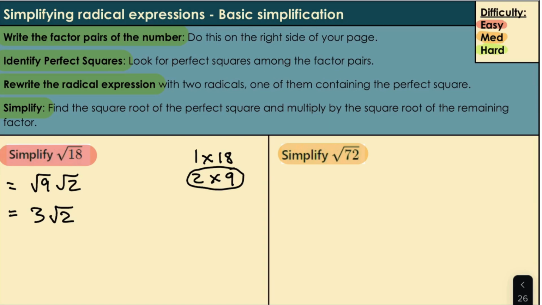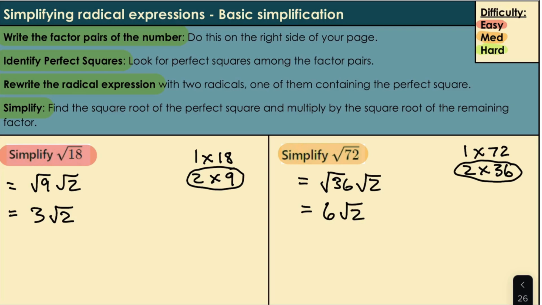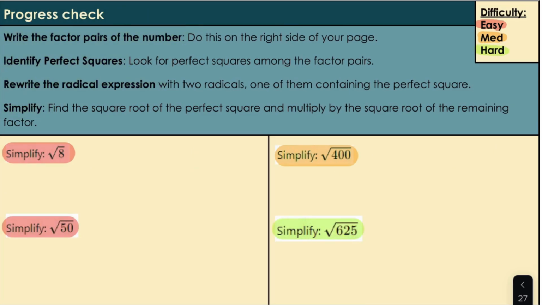Next question, we have the square root of 72. So step 1, factor pairs. I see the square number 36, so I will use this factor pair. We now simplify the square root of 36, we get 6 root 2. And that's it. Progress check. Have a go yourselves, then check your answers with mine.